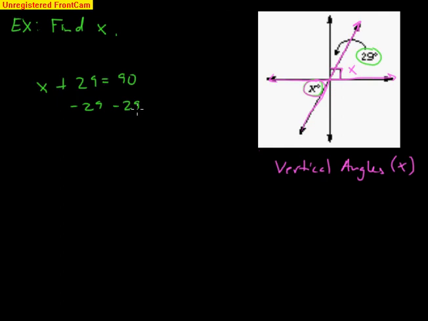X is going to be a vertical angle with this angle right here, and that means they're congruent. So we're going to use vertical angles in this problem with the x. So this is x. And now look, these two angles together form the 90-degree angle. So we would say that x plus 29 degrees equals 90 degrees. Subtract 29, x equals 61. So the value of x is 61, and its angle measure is 61 degrees.